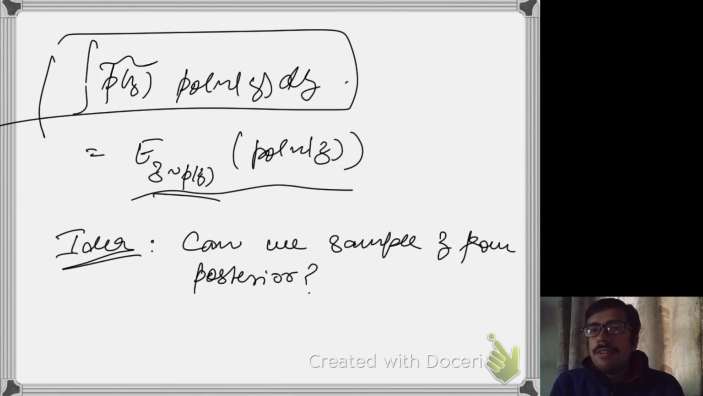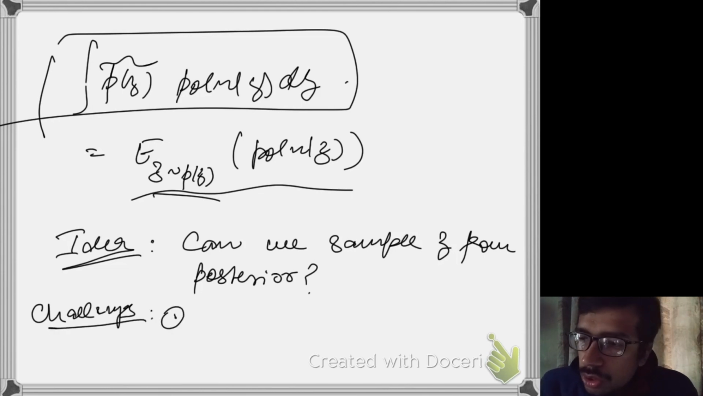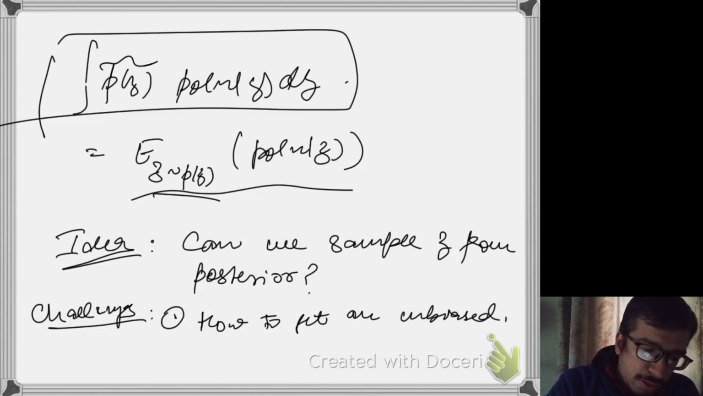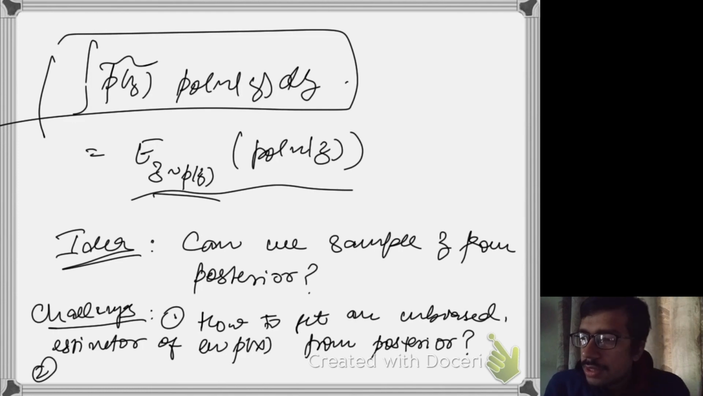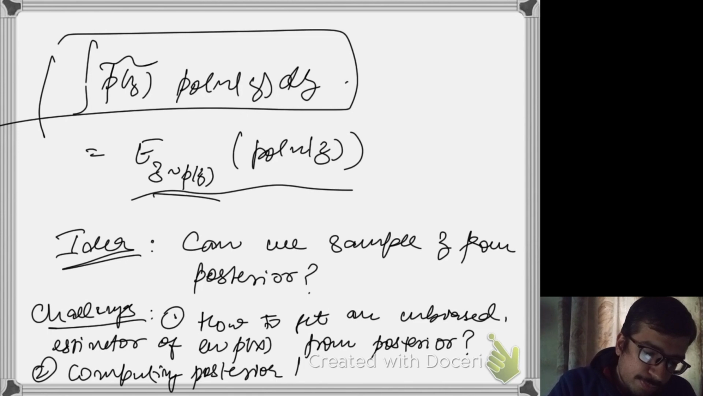So here there are two challenges. The first challenge is how to get an unbiased estimator of log p(x) from the posterior. The second challenge is that computing the posterior distribution is also computationally hard, right?